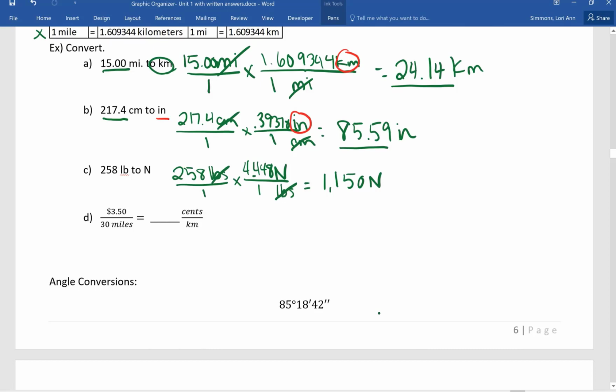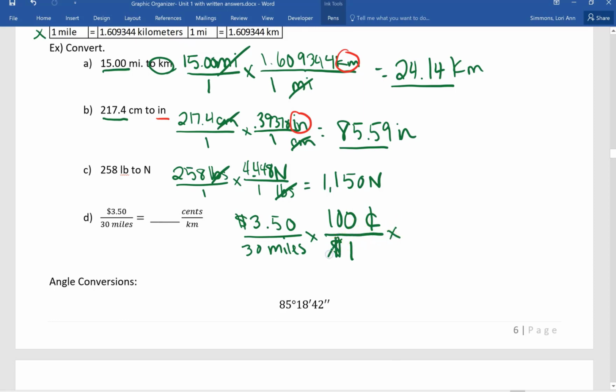Now we have $3.50 per 30 miles. We have to go to cents per kilometer. My recommendation is to work on one conversion at a time. So let's go from dollars to cents. To get rid of dollars, we put that on the bottom. We want cents on top. So do we know how many dollars equals how many cents? Well, you could say $1 is 100 cents. If you wanted, you could do $5 is 500 cents, and so on.